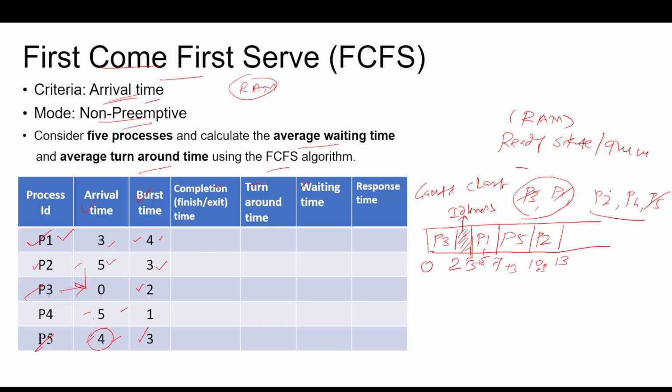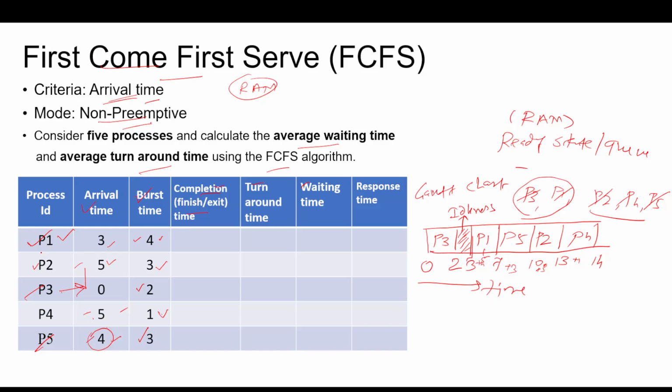And last one, that is our P4 process, which will be executed for 1 unit because their execution timing is 1 only. That means 13 plus 1, that is 14. Now this is nothing but the time taken by the processes to execute this. And that is nothing but the completion timing or finish timing or exit timing of that process.